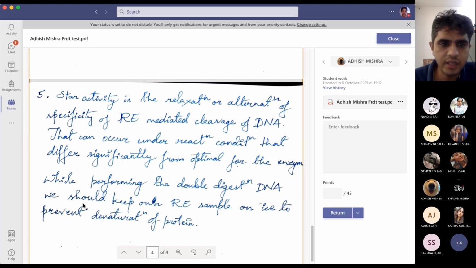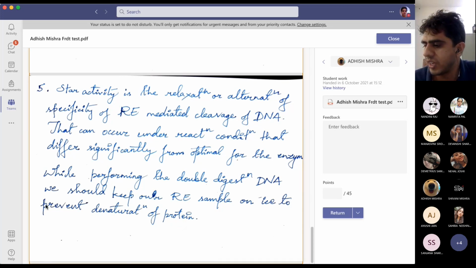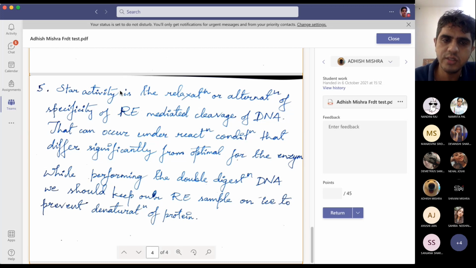While performing double digestion of DNA, we should keep our eyes on ice. This is not the answer. Here the answer is that we should check the buffer compatibility, because star activity is related to buffer compatibility. If the buffers are compatible, then only you can perform the experiment. Enzymes are specific for their buffer. So if 2 buffers are compatible for these enzymes, then only you can perform this experiment. So here I'm giving you 2.5.